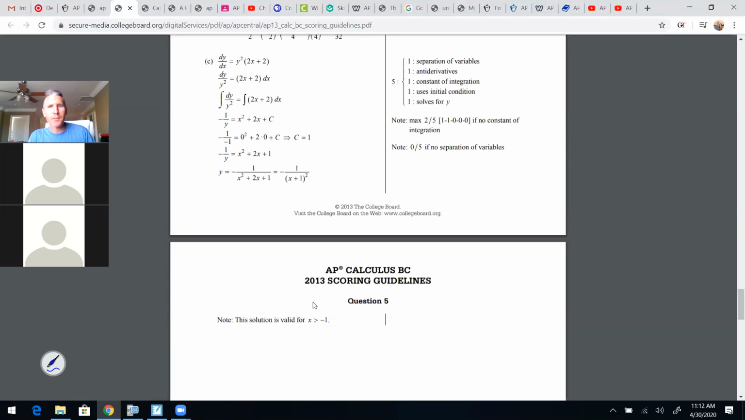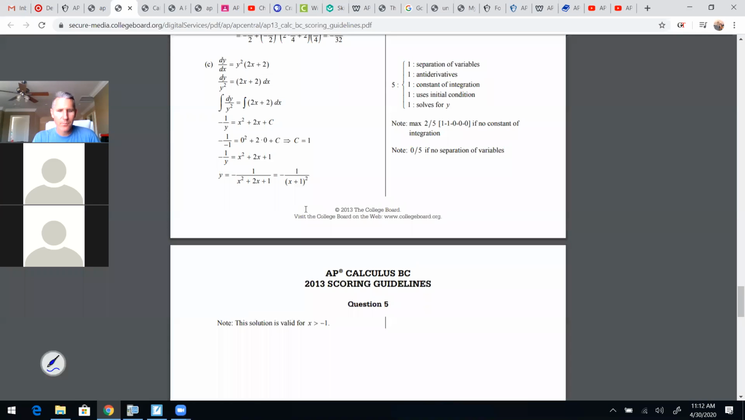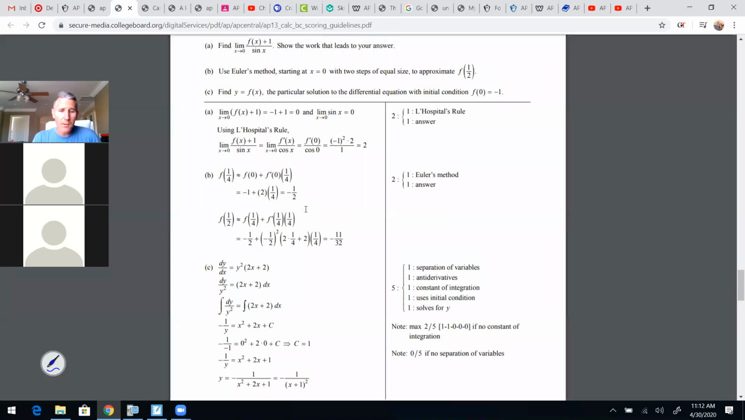They made a note about this being true for x greater than -1, because if x is equal to -1, that creates a 0 in the denominator.